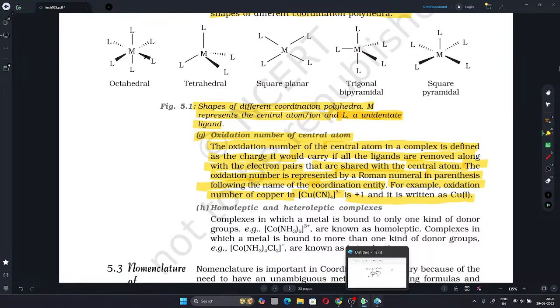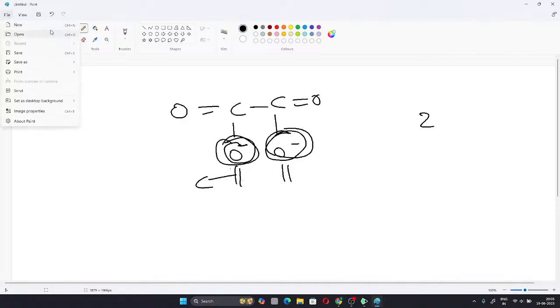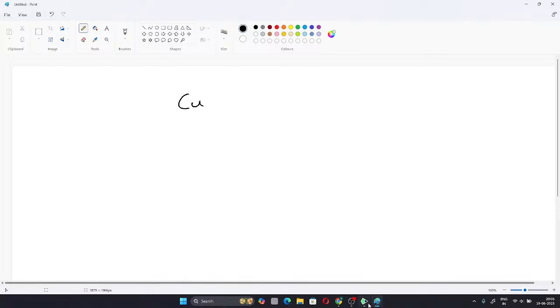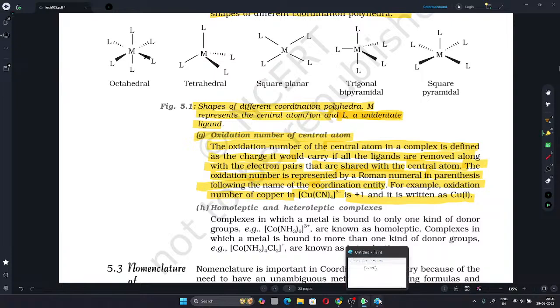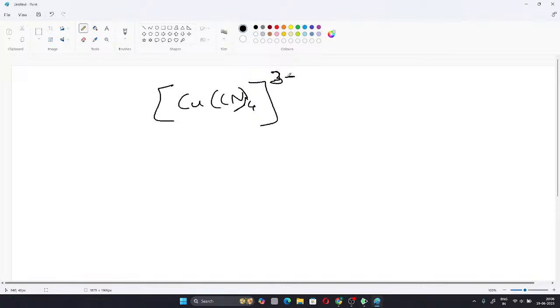Here, Cu(CN)4 with the whole power 3-, the charge or oxidation number of copper: this 3- charge is the total charge obtained by the complex, or basically the copper, after the sharing of the CN electrons.